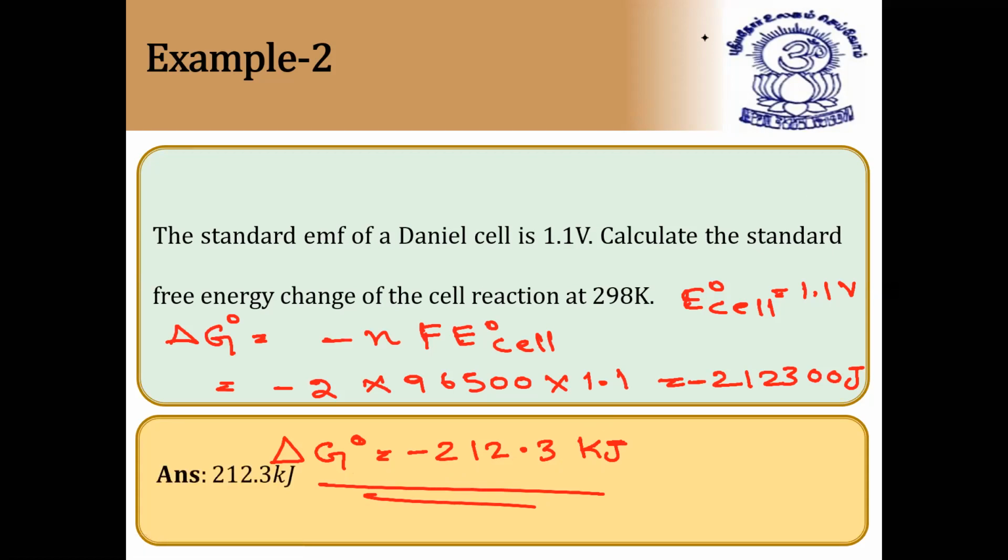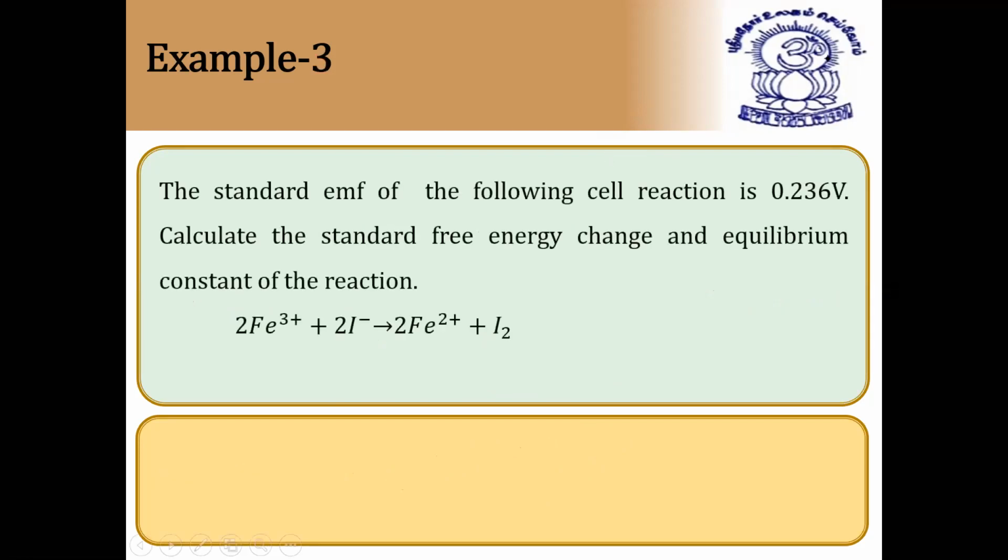Next, the standard EMF of the following reaction is given as 0.236 volts. Calculate the standard free energy change and the equilibrium constant. So they are asking both. The reaction is given as 2 Fe plus 2 iodine minus going to 2 Fe plus 2 plus iodine. Is it a 1 electron change or 2 electron change? It is a 2 electron change, clearly seen. So they are asking us to find both delta G as well as the equilibrium constant.